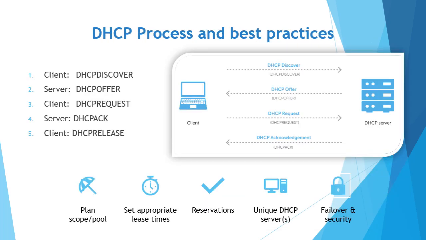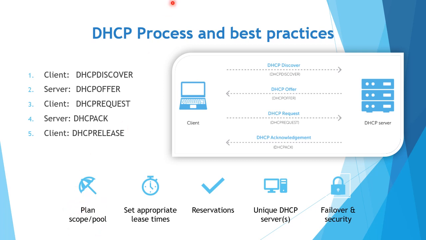So the processes and best practices for DHCP are as follows. First of all, the client sends a discover message to the network. The server replies with an offer, basically saying that they do have an address available. The client then requests that address, and the server acknowledges that request. And the client can also release an IP address once it's finished with it.